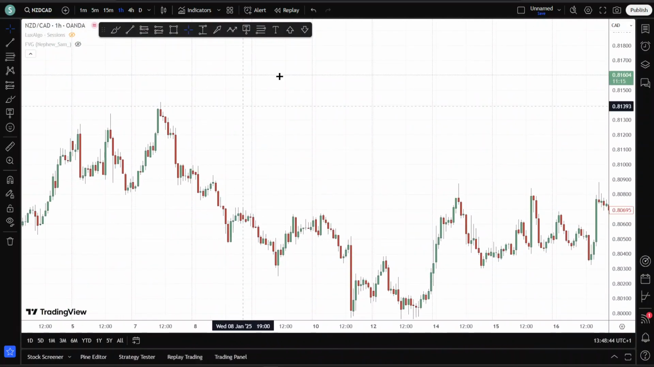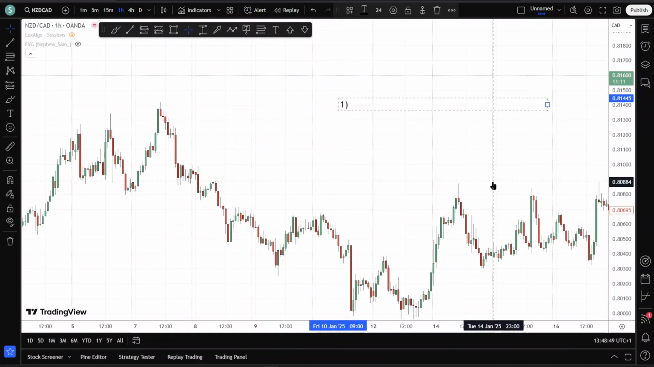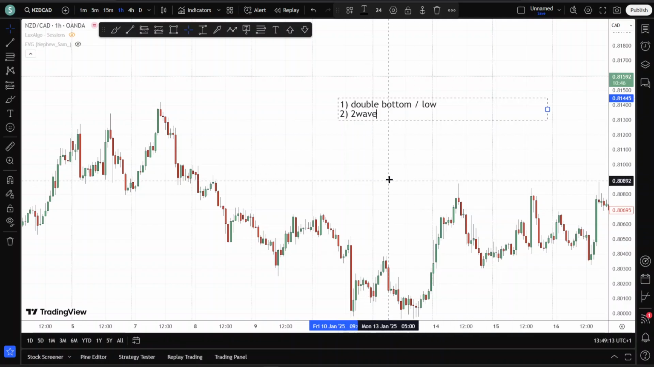And we have 2 methods. Okay, one, double bottom, low. That's the one method. Number 2, we have 2-way, right? Two methods, right? And then I'm working on another method, but I think it's good. I like it, but I'm not entirely convinced. So I may mention it, but for now, the 2 methods I use are these 2.